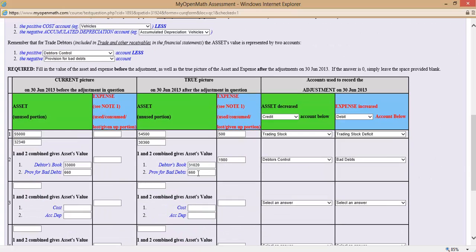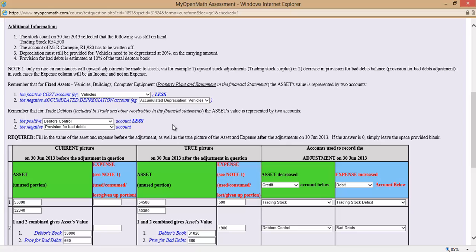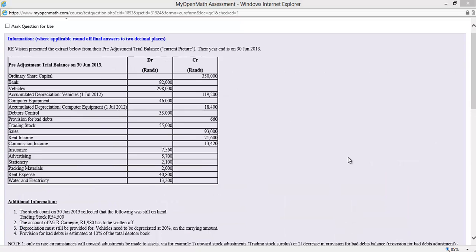All right. Then we go to transaction number 3. Depreciation must still be provided for. Vehicles need to be depreciated at 20% on the carrying amount. So 20% of the carrying amount, we take the cost of my vehicles, which is 298,000 Rand, cost minus the accumulated depreciation on the vehicles, and we're going to multiply all this by 20% and multiply it by the months that this asset was in use divided by 12.